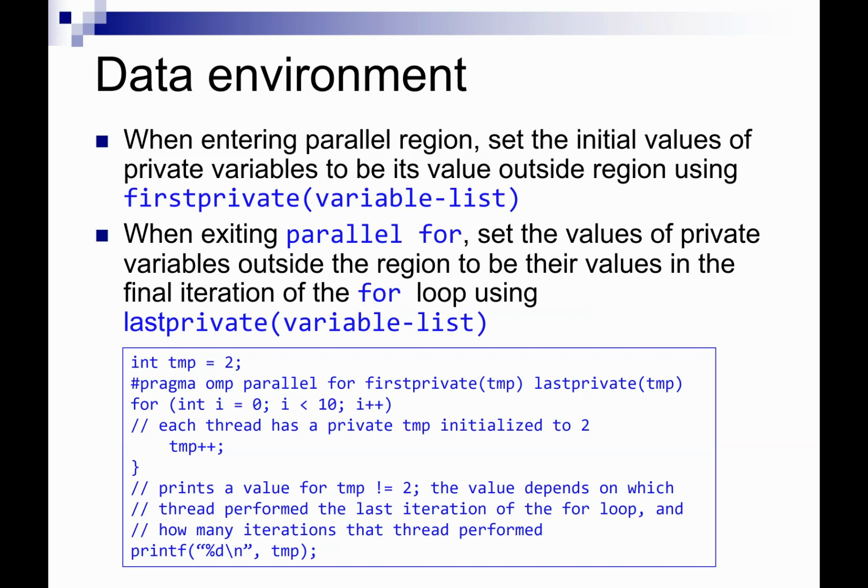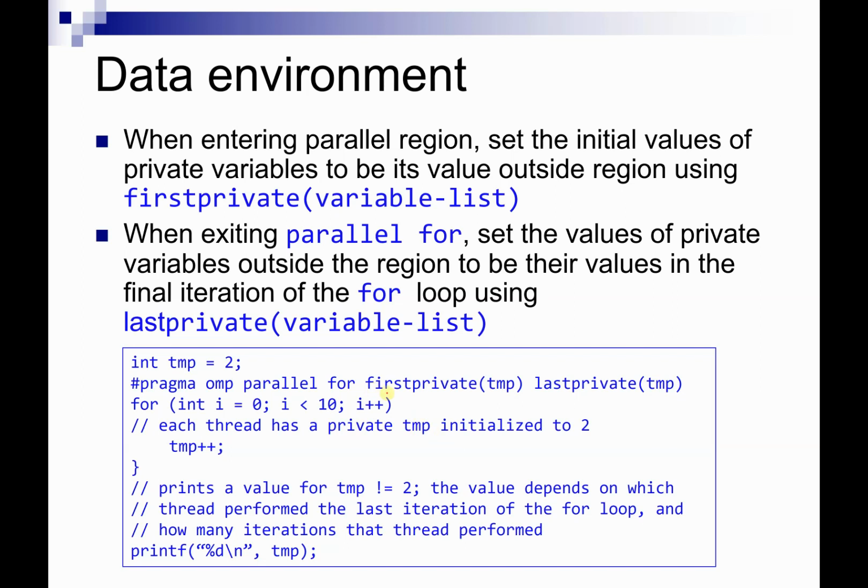Okay, so as an example of this, suppose you have a shared variable temp here, which is initially equal to 2. Now you start a parallel region and you say firstprivate temp, and you also say lastprivate temp. Then within this parallel region, you're doing a for loop here. Every thread has its own private copy of temp.